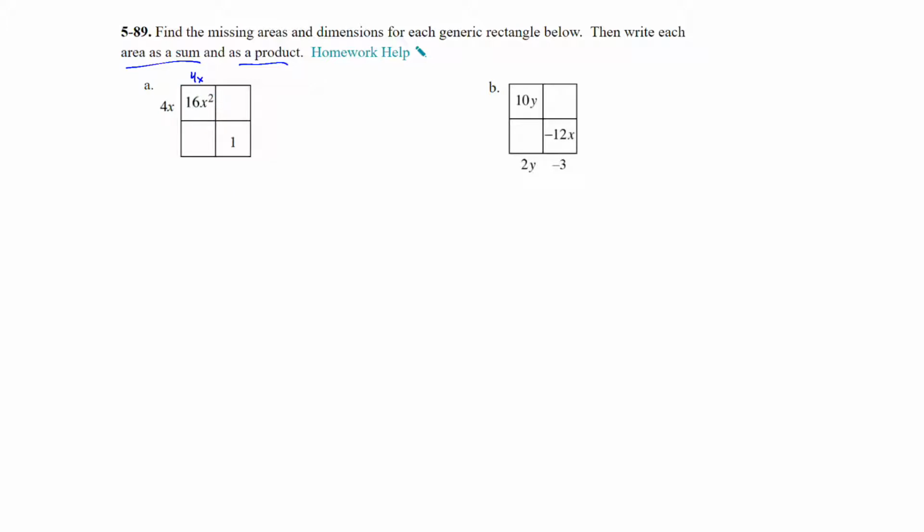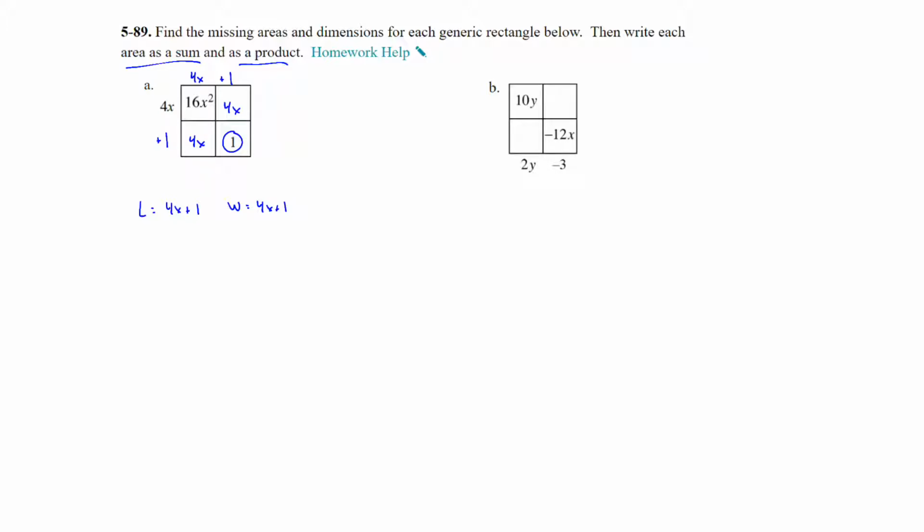Alright. Then we know that this is a 1. So the only way we can multiply and get 1 is if each of these were 1s. So these are positive 1s. And then now we know these boxes, 4x times 1 is 4x, and then 4x times 1 on that side is 4x. So if we're going to write this as a sum and a product, find the missing areas and dimensions. So we do have the length would be equal to 4x plus 1, and then the width is equal to 4x plus 1. Those are your dimensions.